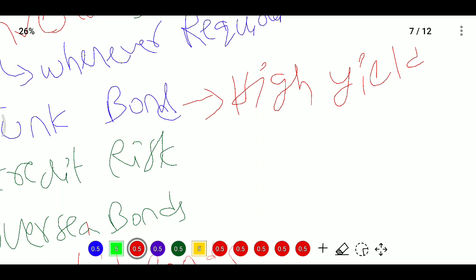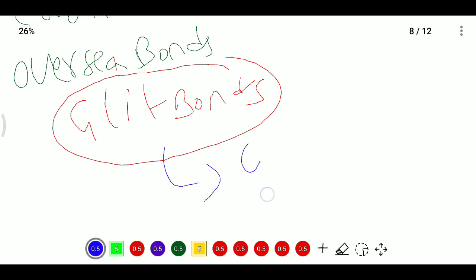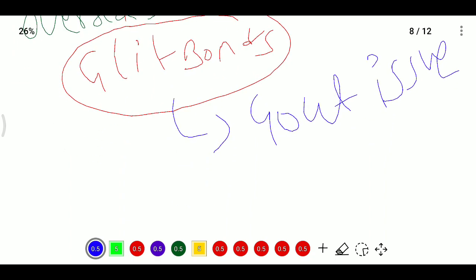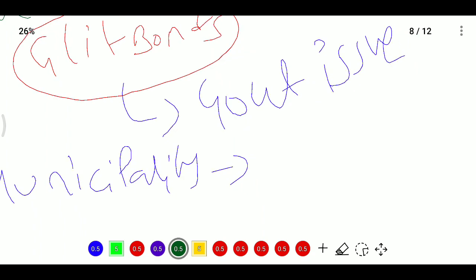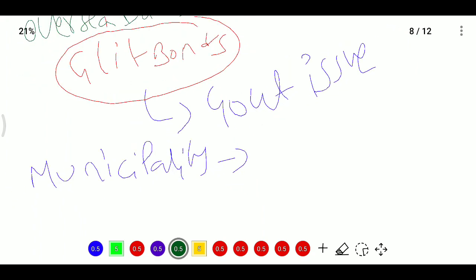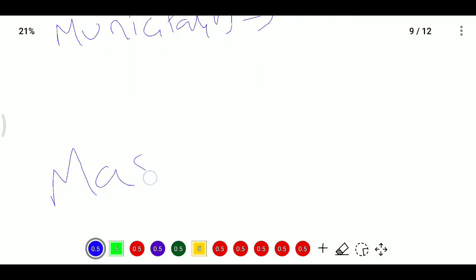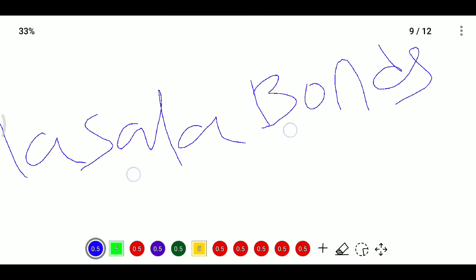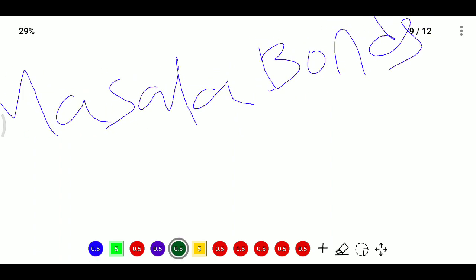If the government issues the bonds, they are called gilt bonds. Overseas or offshore bonds are different. For example, masala bonds are issued by an Indian company or government in another country in Indian rupees. So our government will go to the USA and issue bonds in the USA in Indian rupees. That bond will be a masala bond.